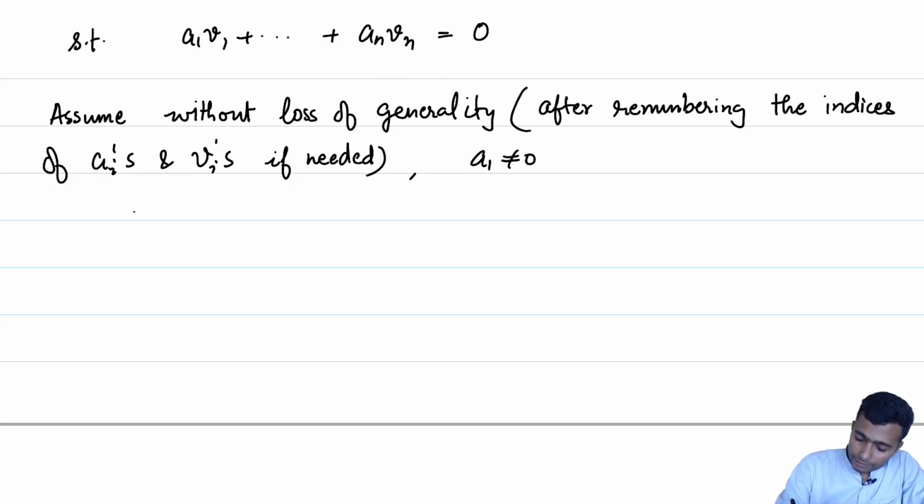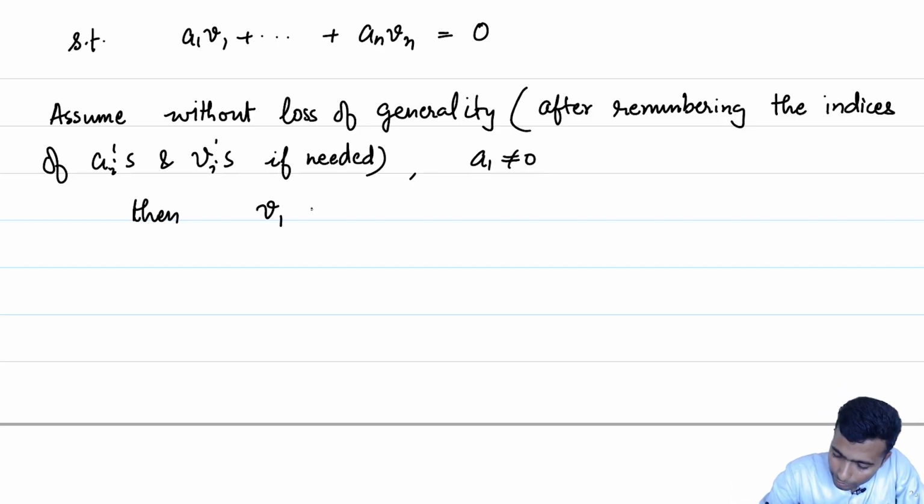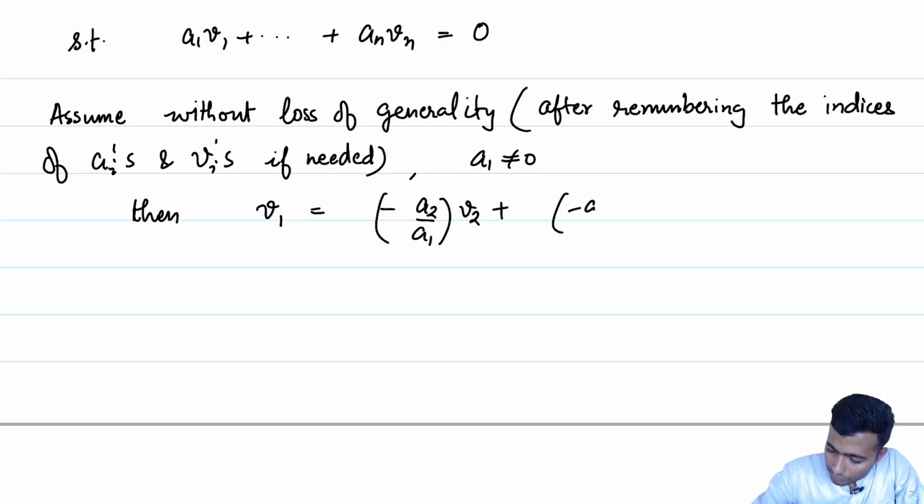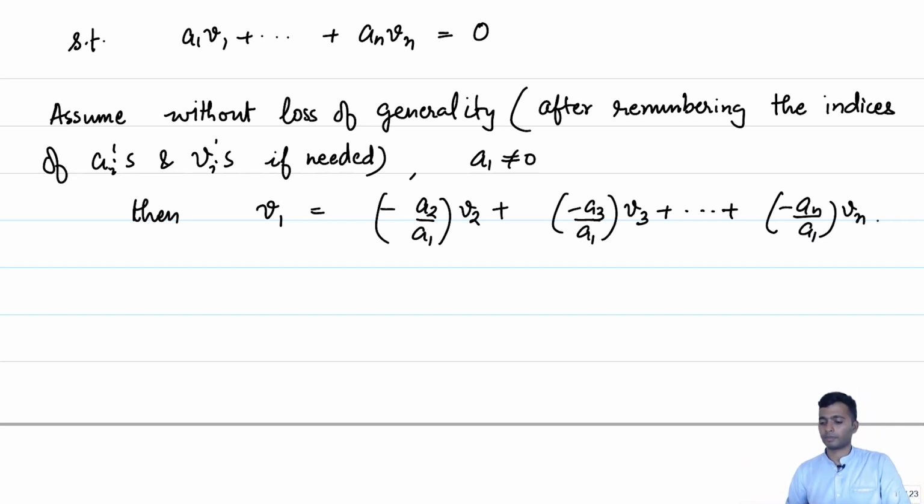This implies then, by using the various properties involved in the definition of a vector space, v1 can be written as minus of a2 by a1 times v2 plus minus of a3 by a1 times v3 plus dot dot dot minus of an by a1 times vn. So v1 can be written as a linear combination of v2, v3 up to vn.